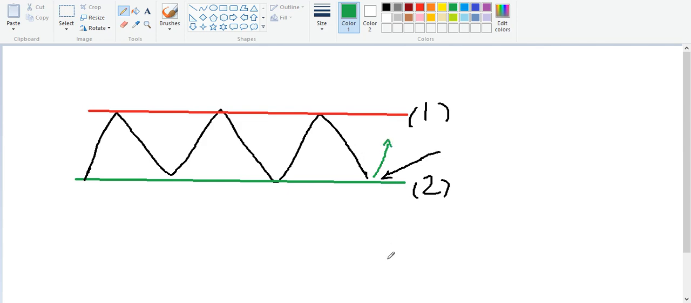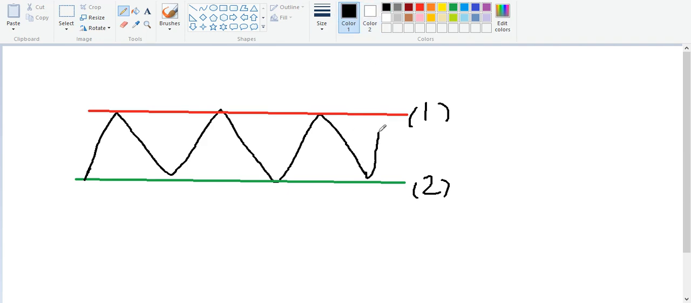Okay. Yeah. Makes common sense. Like if it's been bouncing off of this bottom level, you'd expect it to bounce off again at the bottom, right? That makes the most sense. And we see price doing that all the time.